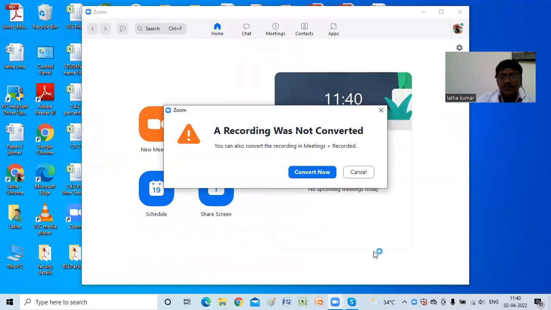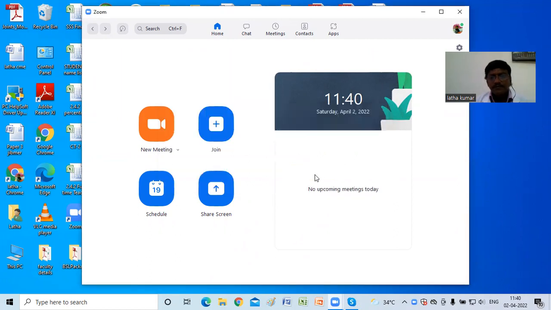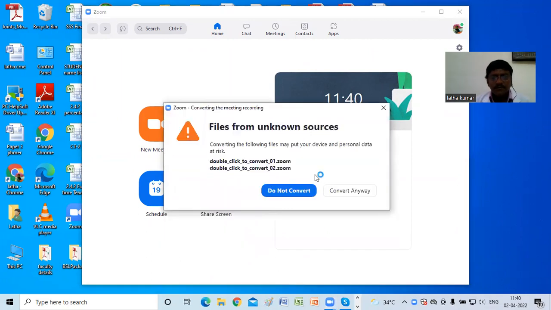Recording was not converted, okay? Converting the following files may put your device and personal data at risk.